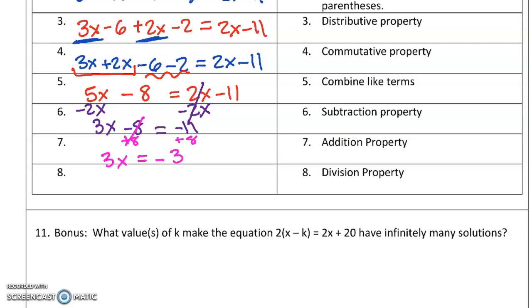Then it says use the division property. I'm trying to get x alone. I'm not going to divide by negative 3. I'm just going to divide by 3. I get x equals negative 1.